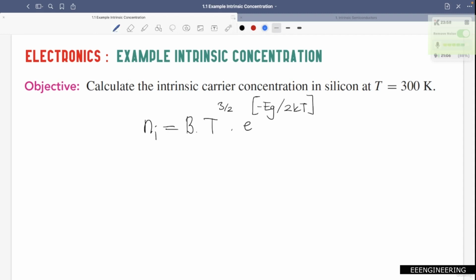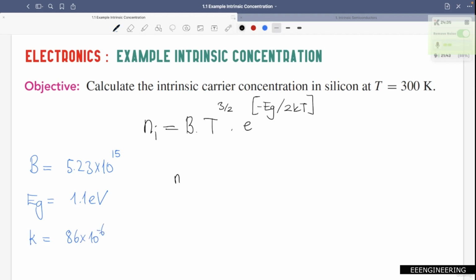Basically, you will be given the values for B and the band gap energy, because those are special to semiconductors. Each semiconductor has its own value, and I'm going to give you those values. B for silicon is about 5.23 times 10 to the 15, and the band gap energy is about 1.1 electron volts. Here we also have k, Boltzmann's constant, which is about 86 times 10 to the minus 6. So now we can easily solve the question.